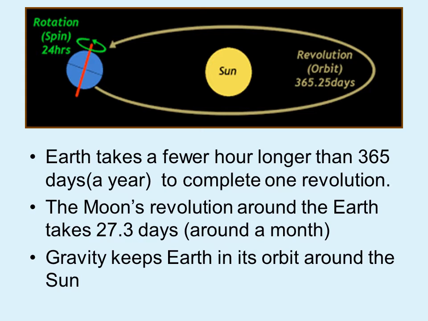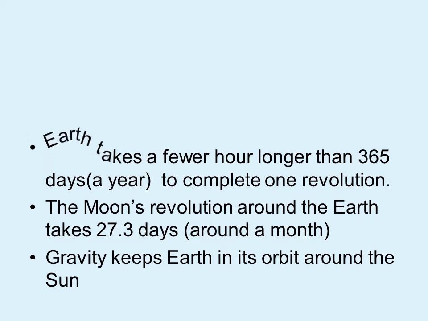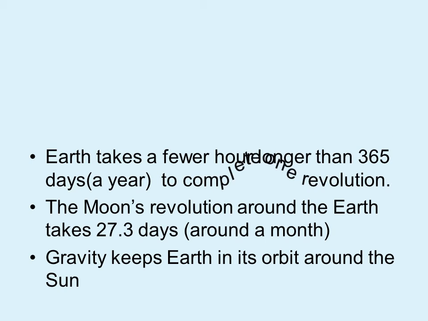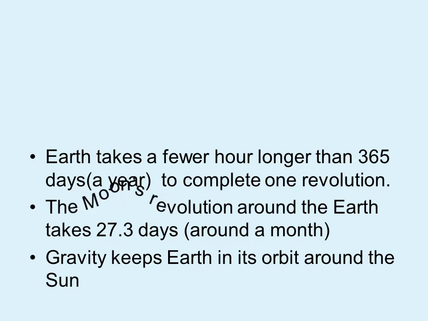For rotation, Earth takes 24 hours or 1 day, but for revolution, or for completing one orbit, Earth takes 365.25 days. Now, Earth takes a few hours longer than 365 days or 1 year to complete one revolution. The same like the moon also revolving around the Earth. The moon's revolution around Earth takes 27.3 days or around a month.